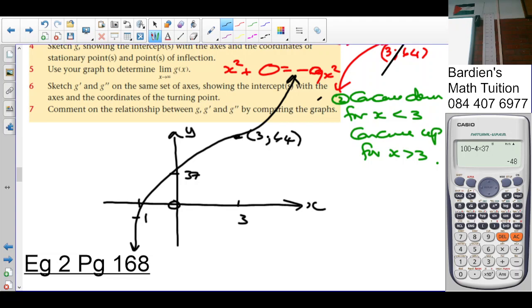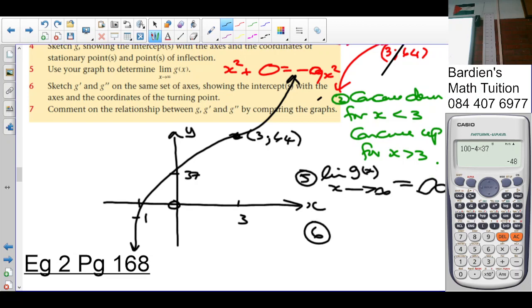You all understand? Okay. So the next question says, this is now number 5, use your graph to determine the limit of g of x as x approaches infinity. So g of x is the function. The limit of g of x as x approaches infinity means it's going in that direction. What's happening to the graph? It's approaching positive infinity. You all agree with that, people? So the answer there is simply that it will be equal to positive infinity.